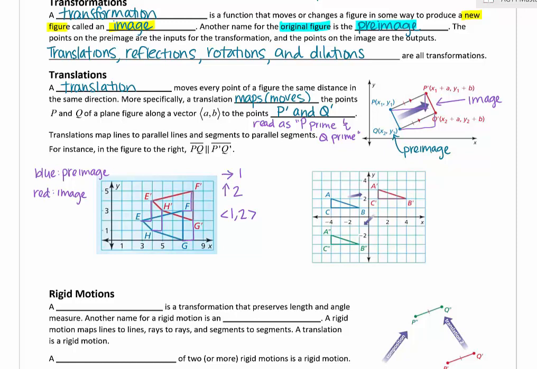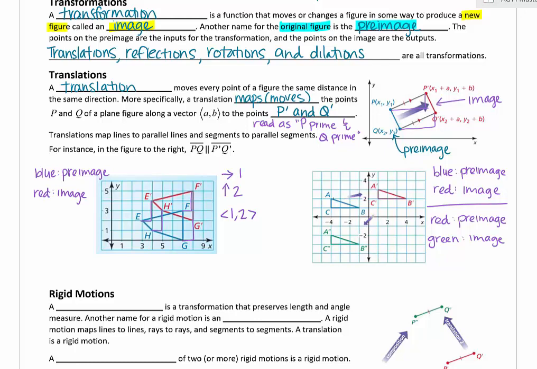Now over here at this one, we actually have a couple things happening. We first need to move it to the red figure, and then we need to move it to green. So we have a couple things. Blue here would be our pre-image, and then red would be our image after our first translation. So that's our first translation. Then we have a second one where our red is our pre-image, and green is our image.